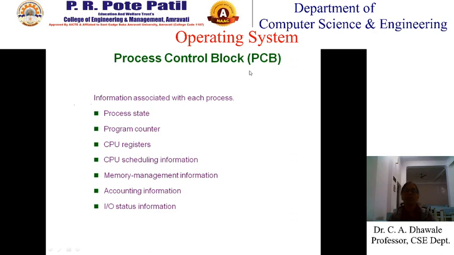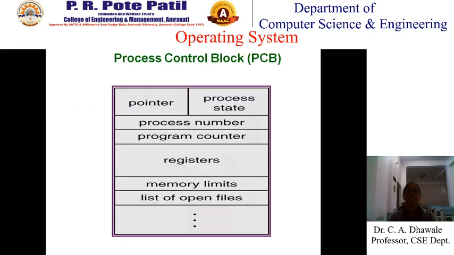Why is there a need for the PCB? So that the process should be a recognizable entity. Okay, so process state, program counter, CPU registers, CPU scheduling information, memory management information, accounting information, IO status information. All this information is kept in a PCB. So this is just the diagrammatic representation of the PCB.